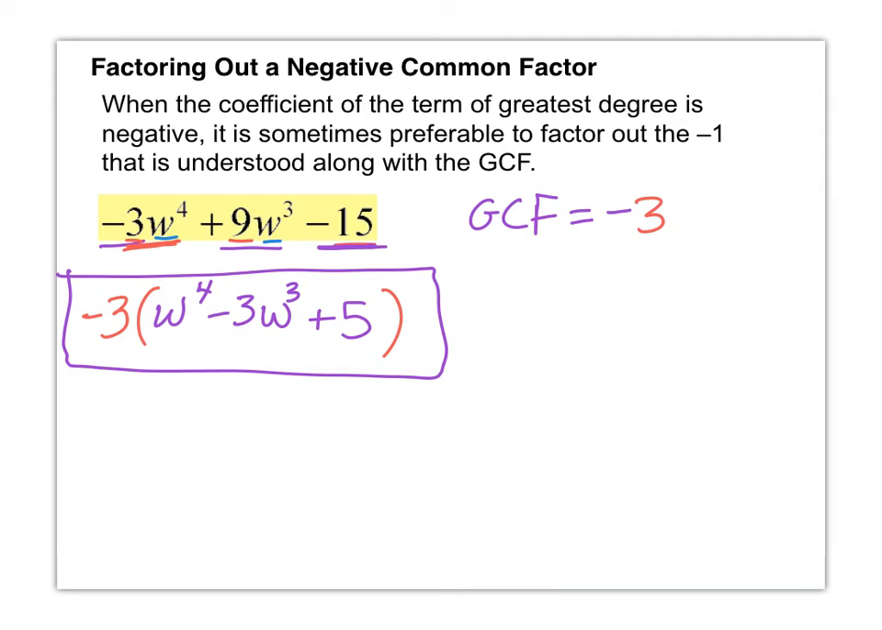So again, when the coefficient of the term of the greatest degree, that highest exponent, is negative, it is sometimes preferable to factor out the -1. That is understood along with the greatest common factor.